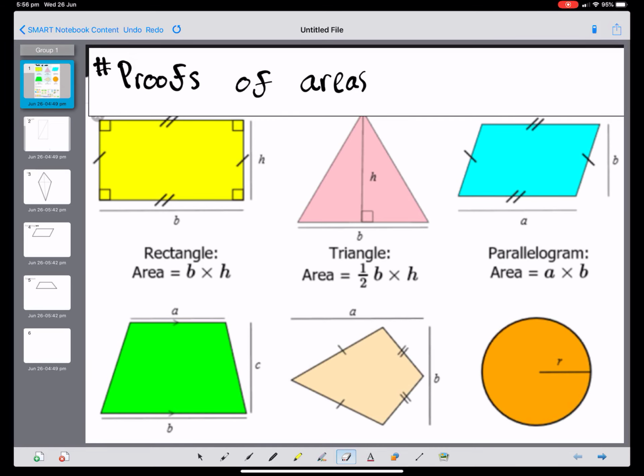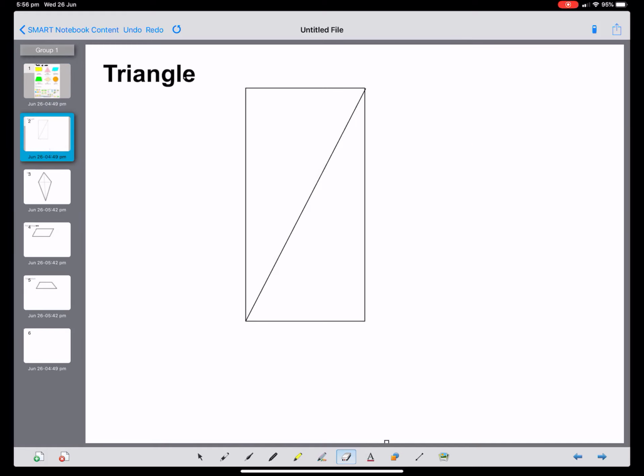Okay, so we should know the formulas for the areas of certain shapes, like a rectangle, triangle, and a parallelogram. What I want to do in this video is have a look at some proofs to see if we can derive the formula for each shape. So let's have a look at a triangle first.